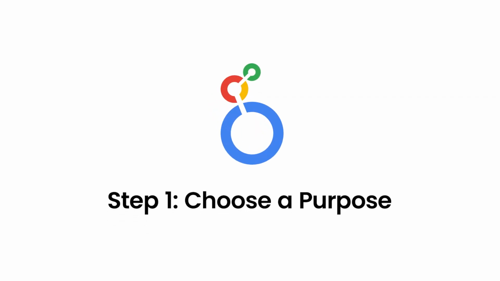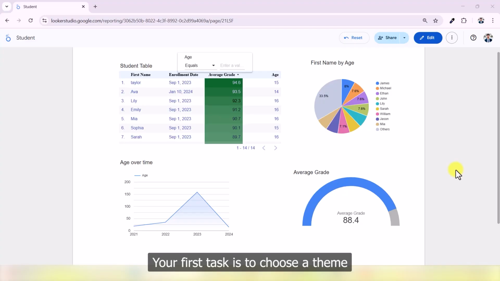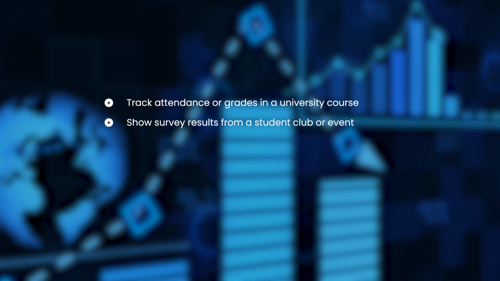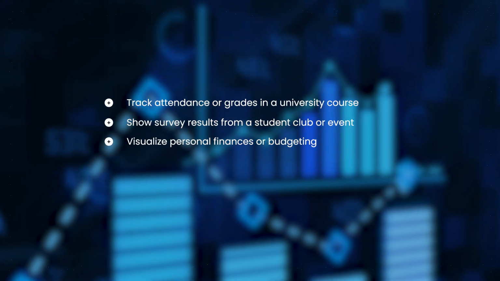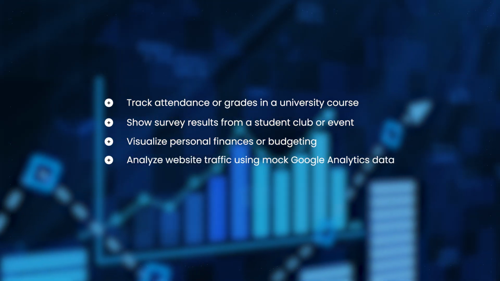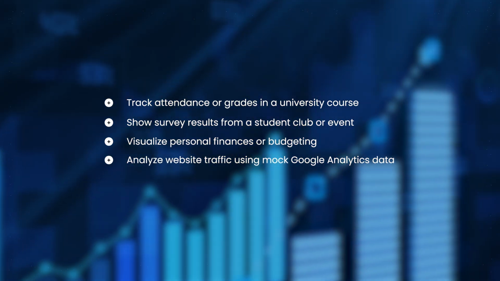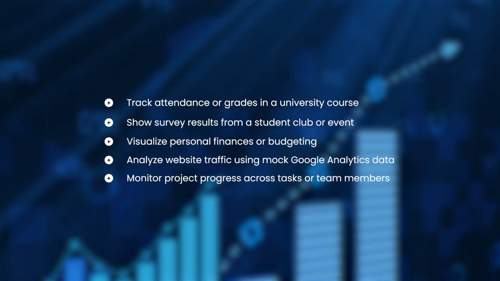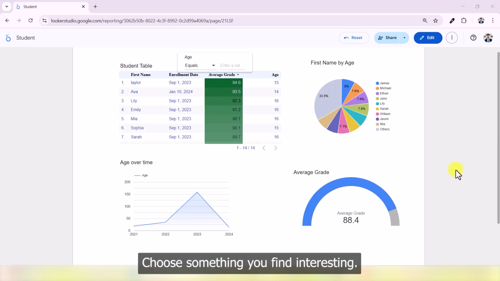Choose a purpose. Your first task is to choose a theme or purpose for your dashboard. Here are a few ideas. Track attendance or grades in a university course. Show survey results from a student club or event. Visualize personal finances or budgeting. Analyze website traffic using mock Google Analytics data. Monitor project progress across tasks or team members. Choose something you find interesting. You will enjoy the process more, and your final product will reflect that.